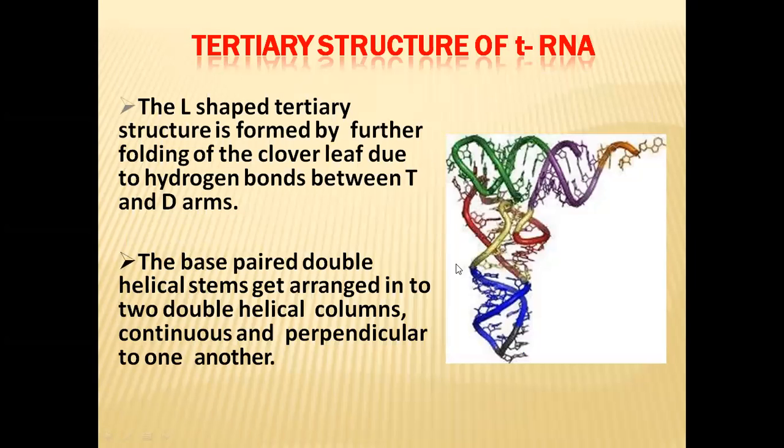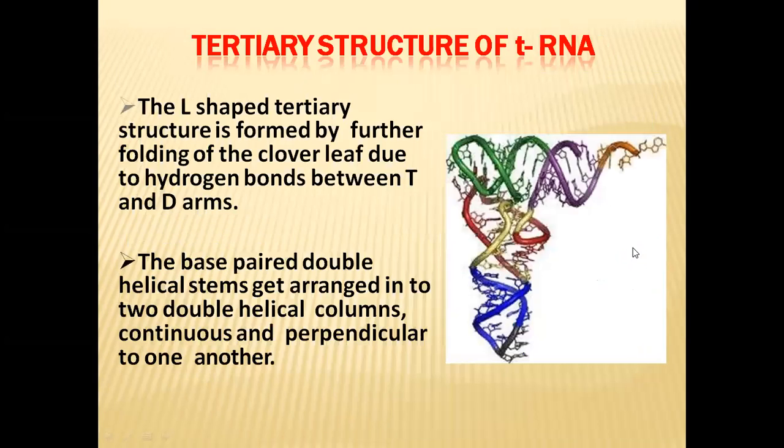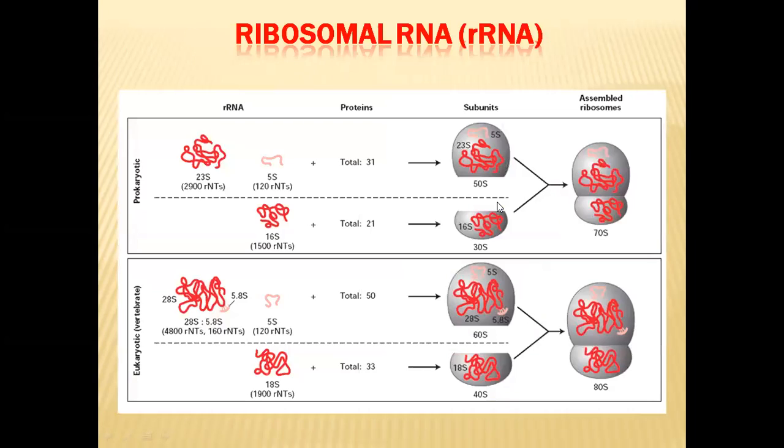And in some cases, the secondary structure takes a tertiary form also. Both these arms, the D arm and T arm, take some turns and form some bondings between them. So finally, the cloverleaf model is converted into this tertiary structure. Usually, these tertiary structure tRNA molecules are also present in the cytoplasm.